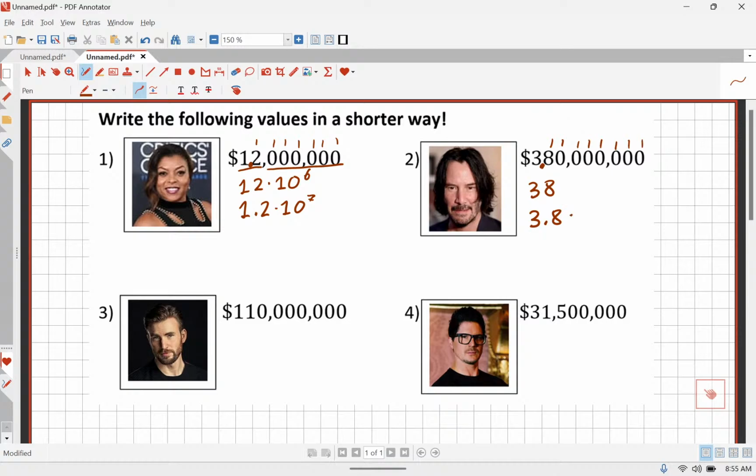So I would write 3.8 times 10 to the 8th. That's how I would write that. How many of us got 3.8 times 10 to the 8th or see how Malia got that and aren't too concerned? That's great. Awesome. Very good.